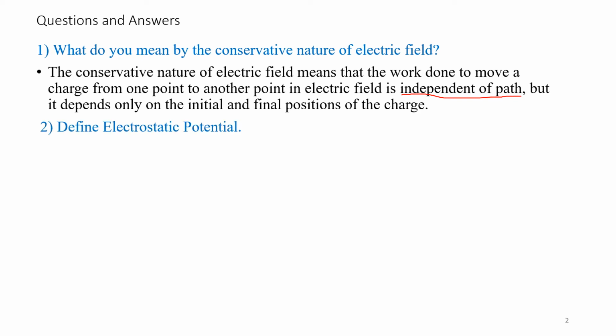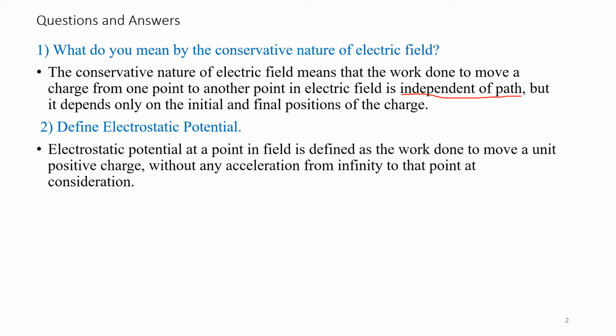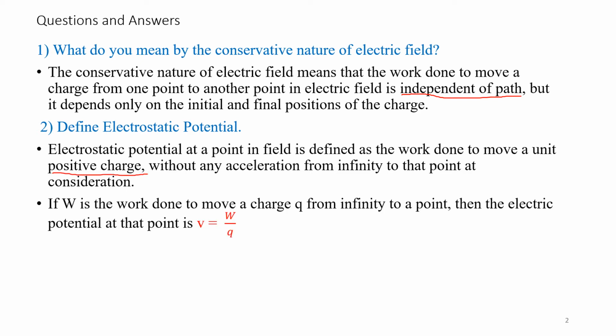Question number 2. Define electrostatic potential. Electrostatic potential is defined as the work done to move a unit positive charge without any acceleration from infinity to that point. If W is the work done to move a charge Q from infinity to a point, then electric potential at that point is V equals W by Q. That is work done per unit charge.